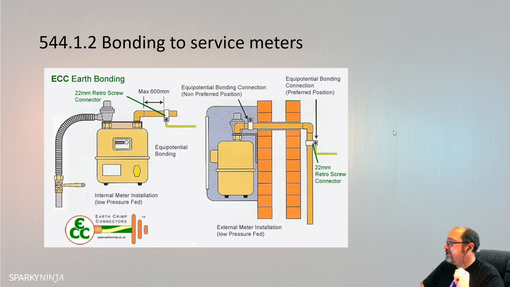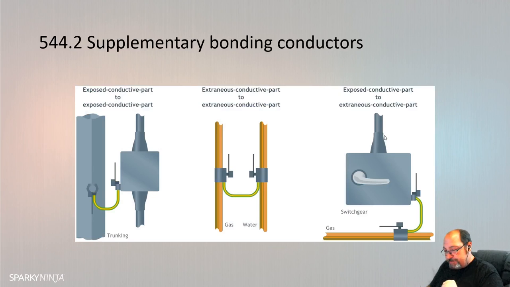Supplementary bonding to finish. This is just sizing of supplementary bonding. This isn't the question of do we need it or not. That was determined back in chapter 41 when we used Ohm's law, 50 volts over the fault current determined the value of resistance. This is what size would we need if we need it.